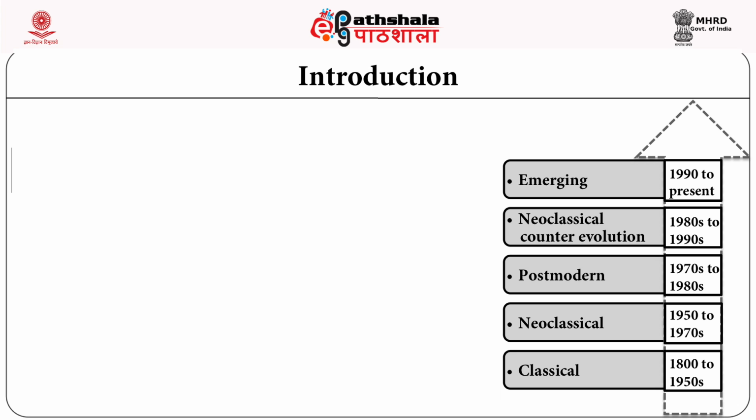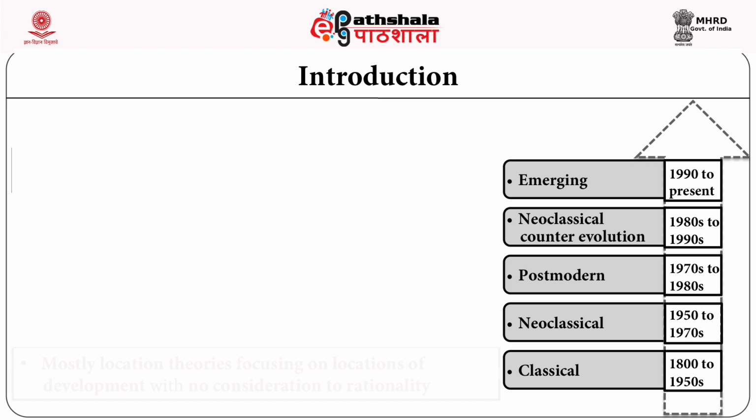As we can see in this slide, there have been various theories and approach models which have developed over a period of time. There have been the classical theories, developed between 1800 and the 1950s. There was the neoclassical theory developed between the 1950s and 1970s. There were postmodern theories and models from the 70s to 80s, then neoclassical counter-evolution from the 80s to 90s, and there was the emerging phase from the 1990s onwards.